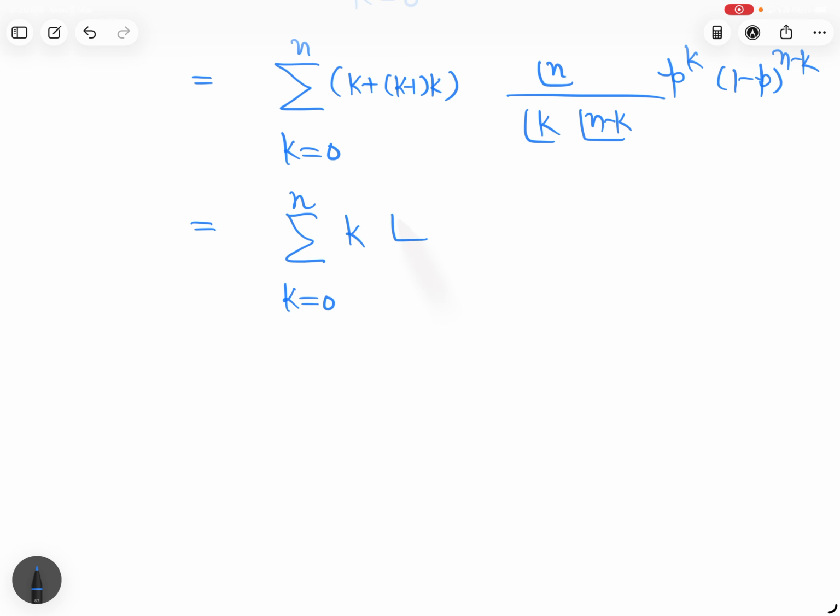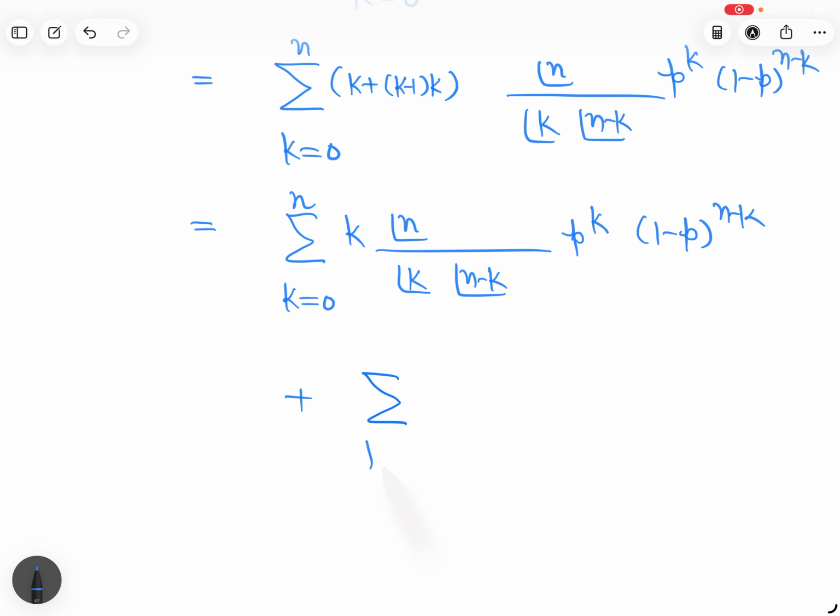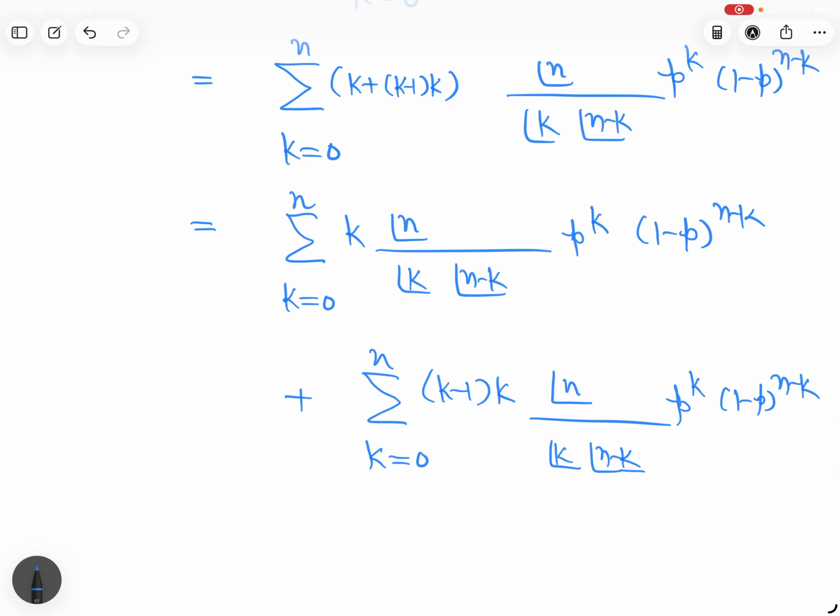k times n factorial over k factorial (n minus k) factorial, p to the power k, (1 minus p) to the power n minus k, plus k minus 1 into k times n factorial over k factorial (n minus k) factorial, p to the power k, (1 minus p) to the power n minus k. Okay, I can write it.